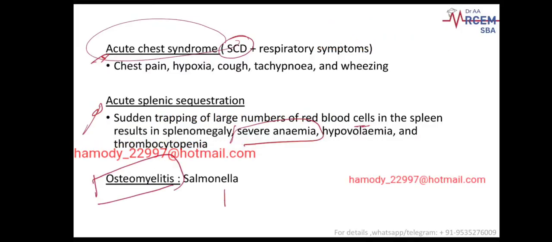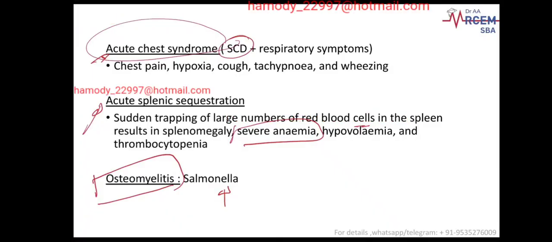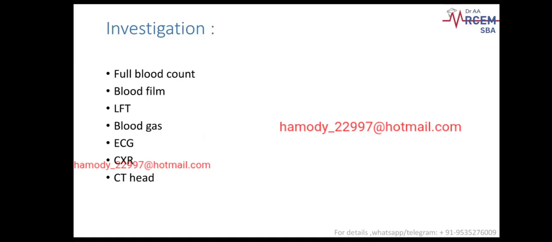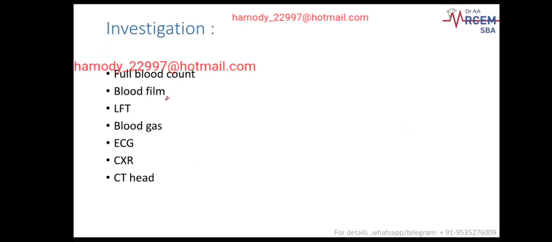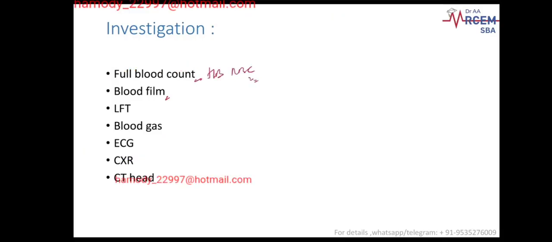Osteomyelitis can happen, but the most common organism in sickle cell disease causing osteomyelitis is Salmonella. What are the investigations you are getting done? You're getting a blood film done to see the sickling of the cells, and the rest of the investigations, like full blood count to see the hemoglobin levels and the RBC count. What do you need to look for?